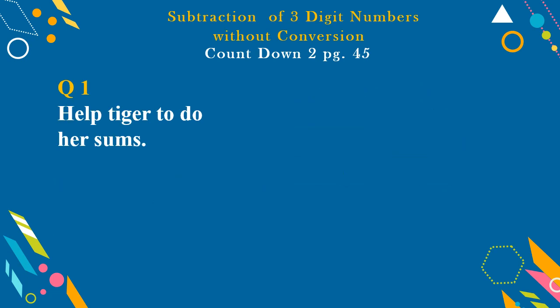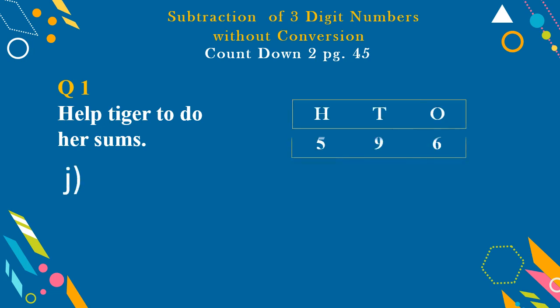Subtraction of 3-digit numbers without conversion. Page 45, question 1. Help Tiger to do her sums. Part J. 596 minus 210. We will start subtraction from the ones column. In the ones column, we have 6 minus 0 equals 6. So write 6 in the ones place of the answer.